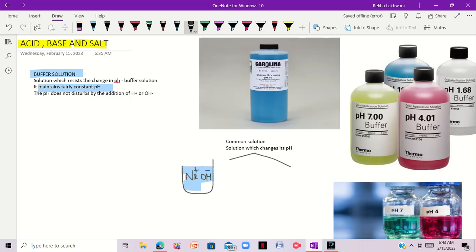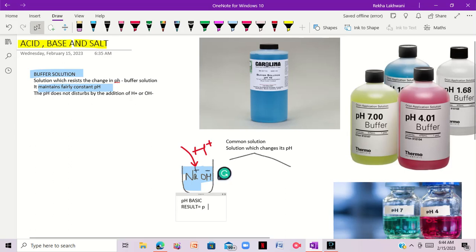So now the pH is basically what? The pH here is basic, right? But what if I add some positive ions, some hydrogen positive ions, into this? If I add H plus ions, as a result the pH will change, or you can say the pH gets disturbed.